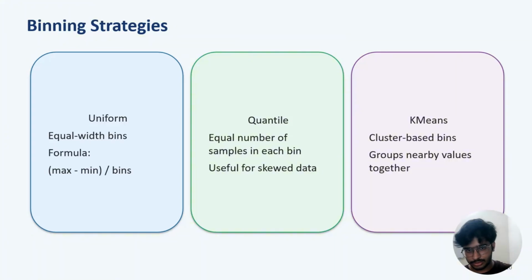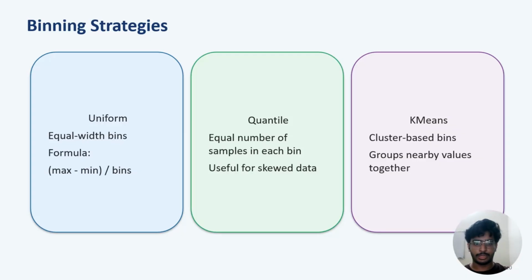Then comes the K-means strategy. The K-means strategy creates bins based on clusters; it groups values that are close to each other. You have read that in ML, but since it's a descriptive video, I'm telling you from the basics: if there are many groups whose values are close to each other, then we can make K clusters from them and do the ML part on it. So this strategy is very useful when the data naturally forms groups.